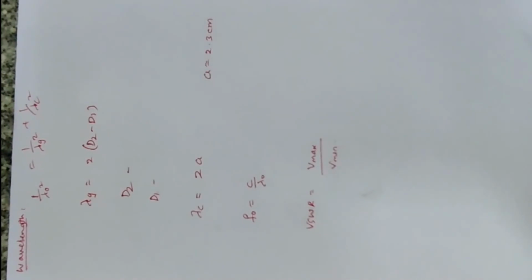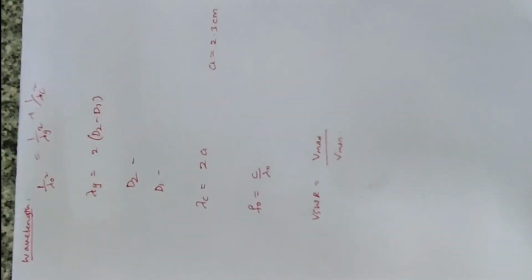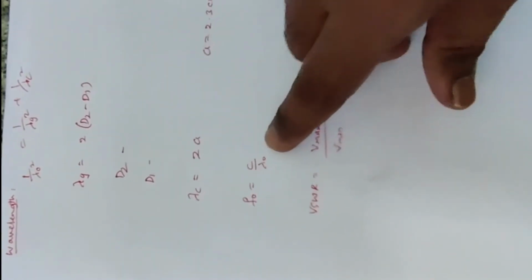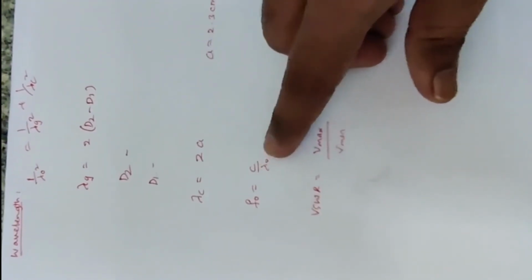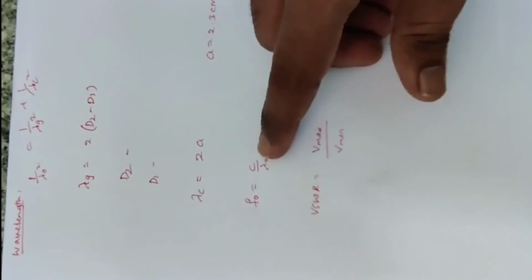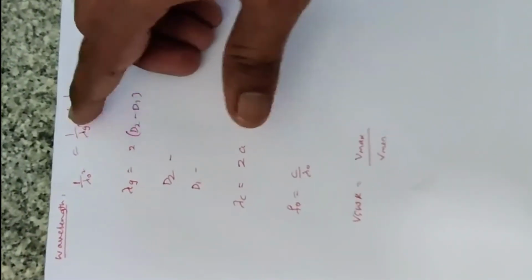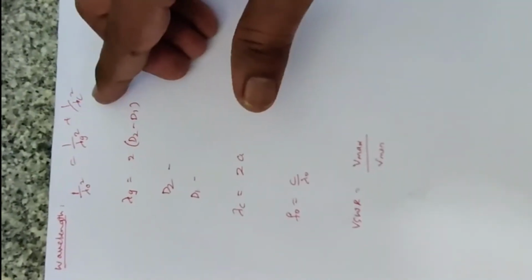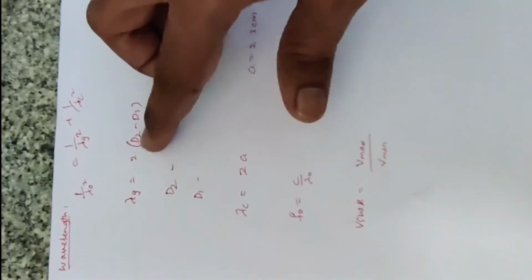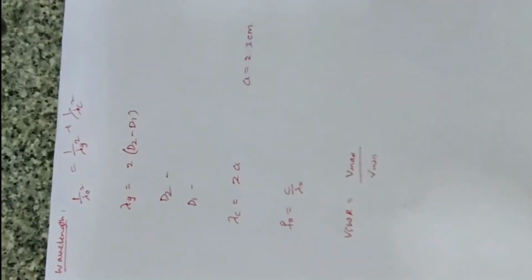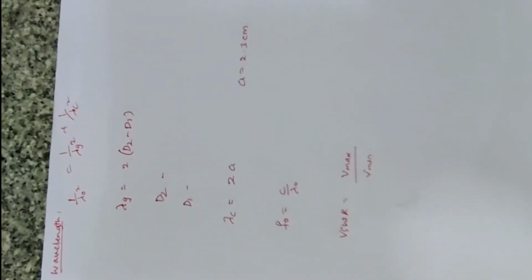In the second part of the experiment, we have to calculate the free space frequency f0. For that we want lambda naught, the free space wavelength. To calculate that, we have the equation 1 by lambda naught square is equal to 1 by lambda g square plus 1 by lambda c square, where lambda g is given by 2 into (d2 minus d1). So what is d2 and d1? Let us experimentally see what it is.